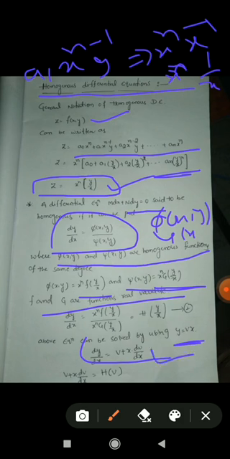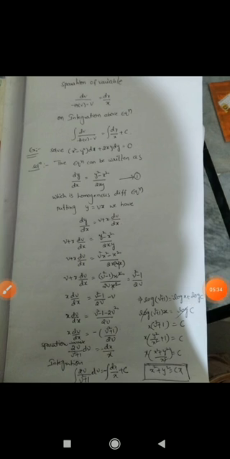This value is substituted in the above equation. dy by dx equals h of y by x, and dy by dx is v plus x into dv by dx. So v plus x into dv by dx equals h of y by x. Since y equals vx, y by x equals v, so h of y by x is h of v. Next we do the separation of variables, and we get dv by h of v minus v.